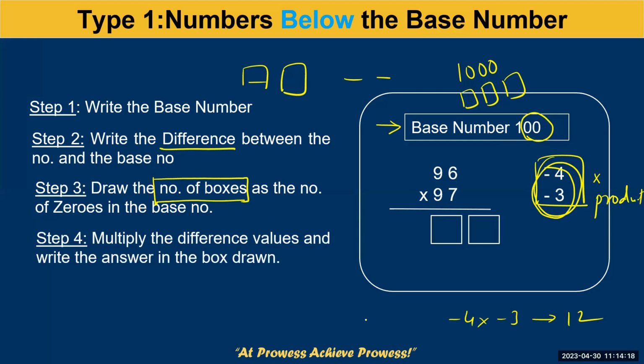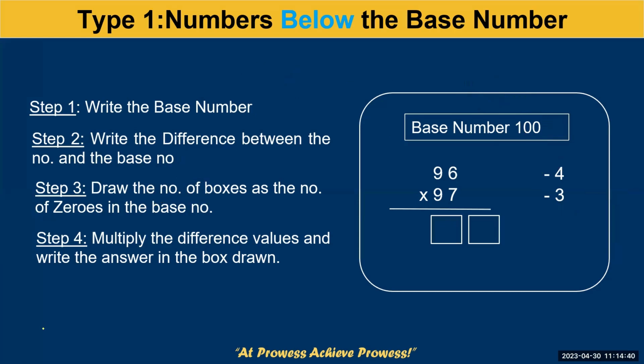So this number you have to write down in the box. Now keep patience. You will understand the method. We are going to do many examples today. So just listen to whatever I'm saying. So we have to write down the number 12, and your number 12 will go in this box. Is this clear, everyone? Yes. So you'll multiply the difference values and you'll write down the answer in the box that is drawn. So I hope this step is clear.